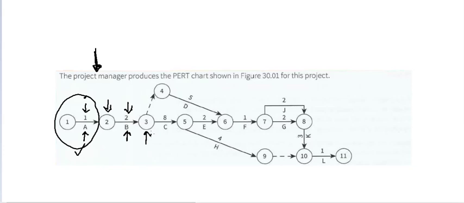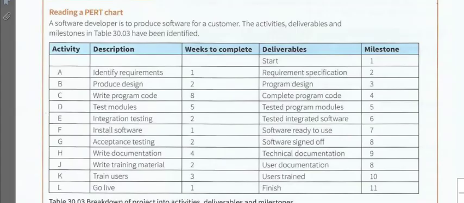Okay, at the end of milestone 3, which we can see from our table is related to the design phase, the next 2 phases we can see are related to activity C and D. C is related to writing program code, and D is related to testing modules. And remember, a program code can be broken down into smaller parts, right? Subtasks or modules, and we can test those modules individually.